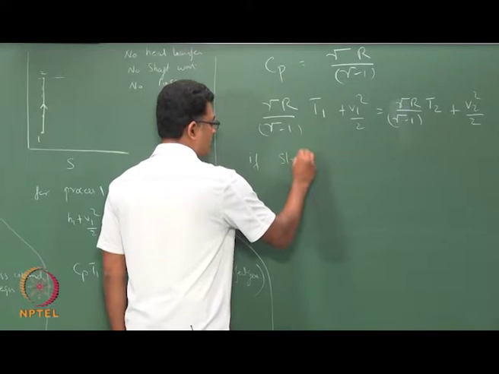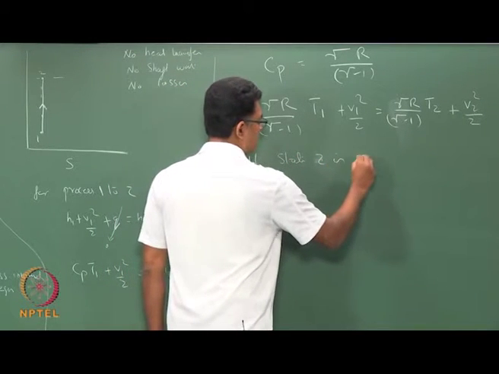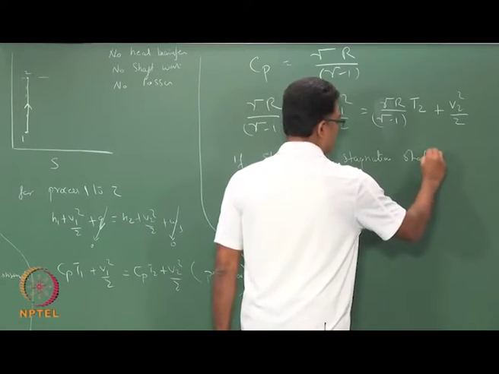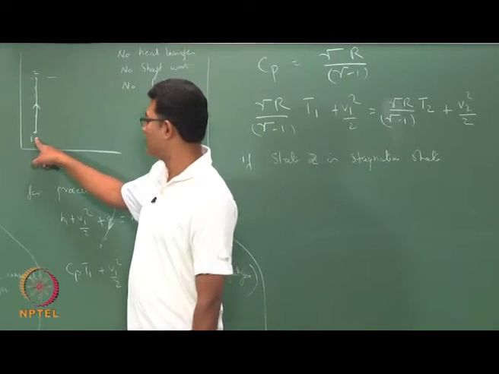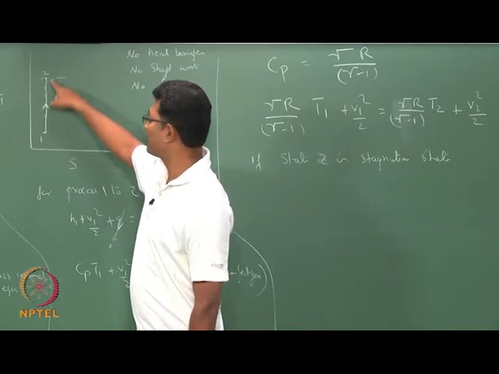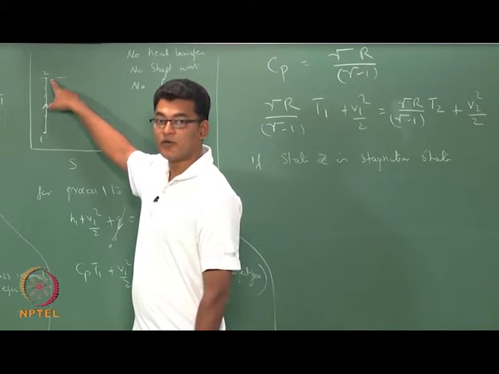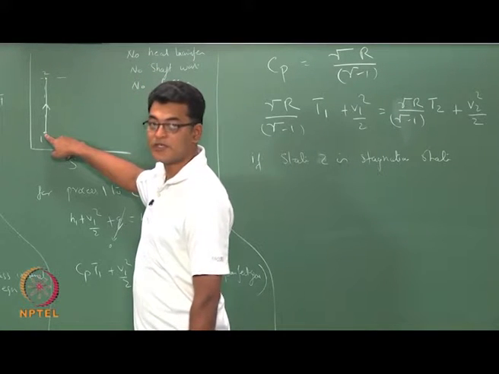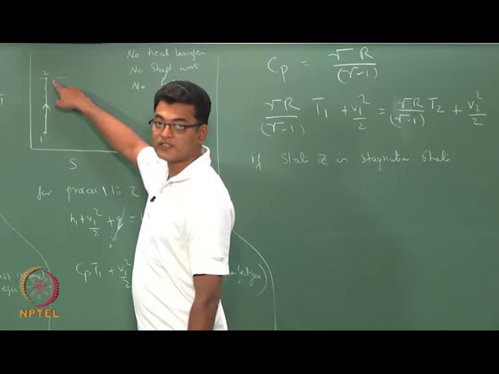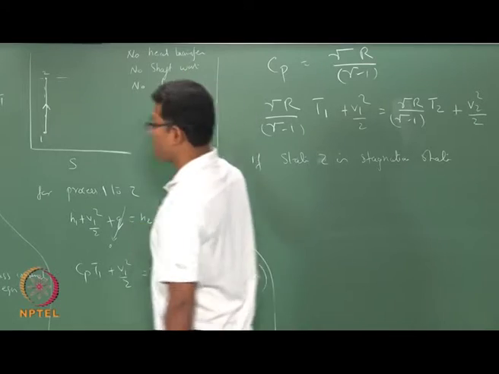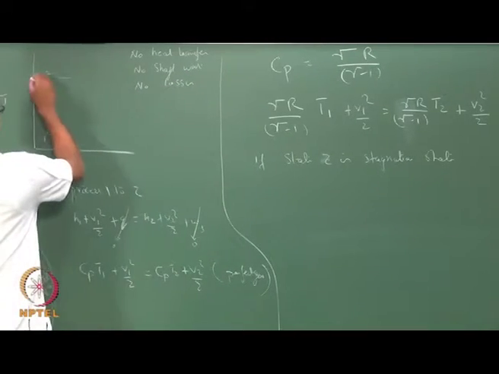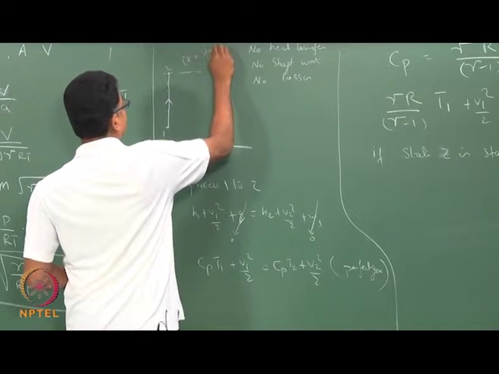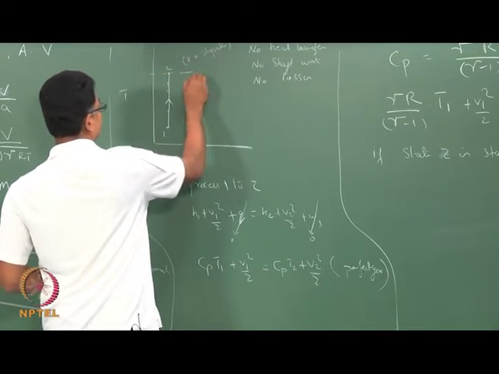If state 2 is the stagnation state, what do I mean by that? I have taken the state 1 to a location where my velocity is now 0, and I have assumed these 3, which means I have taken the fluid from state 1 which has some velocity to a location where the velocity is 0 isentropically with no heat and no shaft work. Thus, 2 is the stagnation point, which means this is my 0 condition.